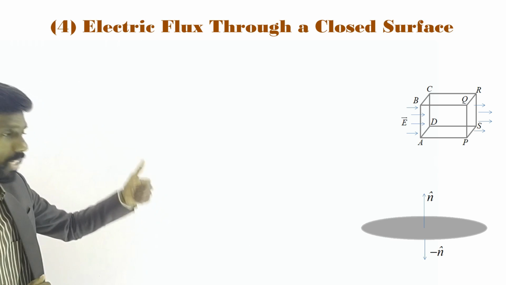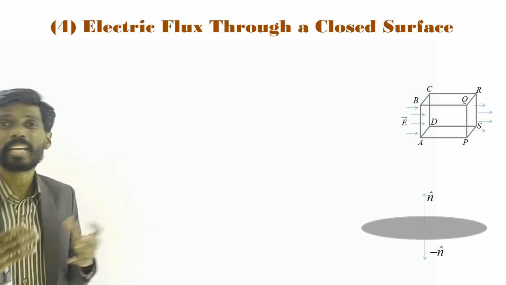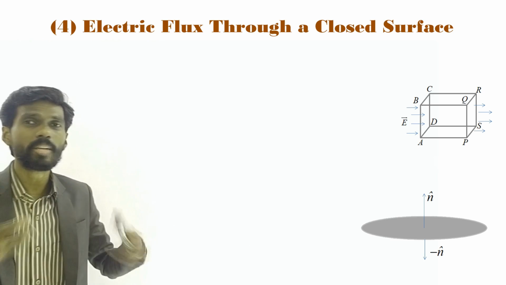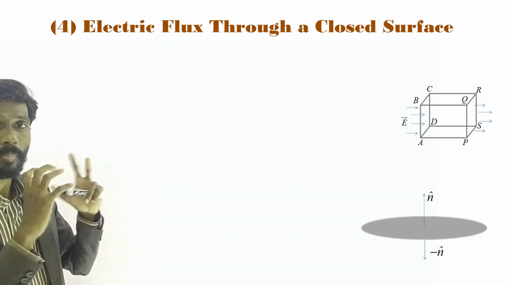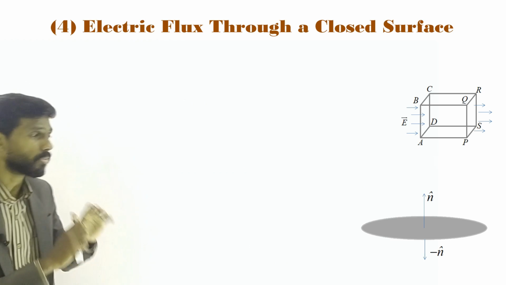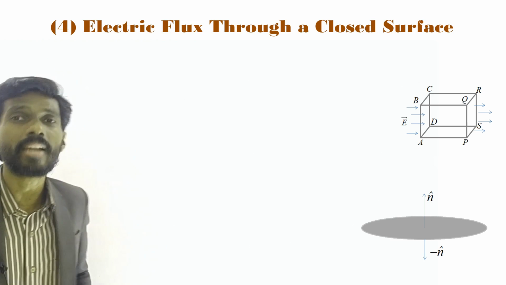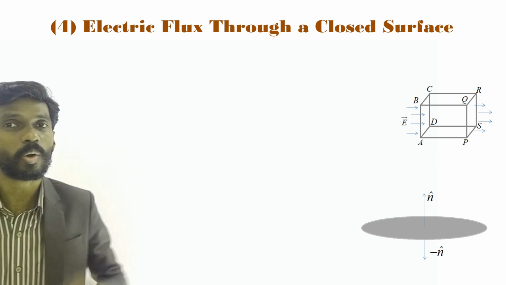If you take n cap, you may get the flux positive. If you take minus n cap, you may get the electric flux negative. But which one is correct? It doesn't matter. You can take any one of them. Even if you get negative values, you can leave the answer in terms of positive values only. It doesn't matter for an open surface, either n cap or minus n cap. So any one can be taken as the unit normal vector. No problem. But that is not the case with the closed surface.